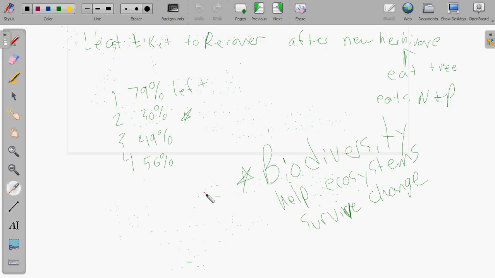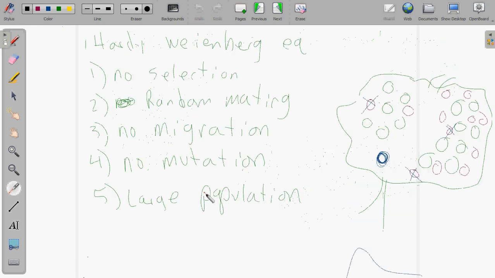Biodiversity helps ecosystems survive and change. The more diverse the gene pool, the more diverse the species, the more likely some part of the species will survive.